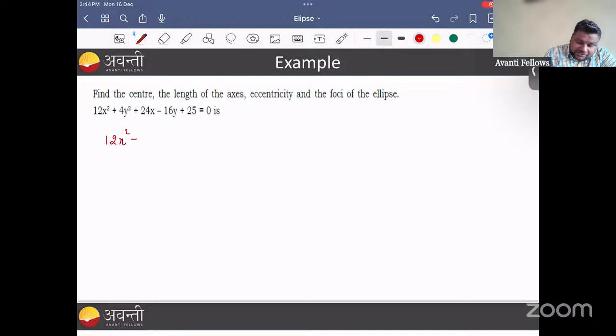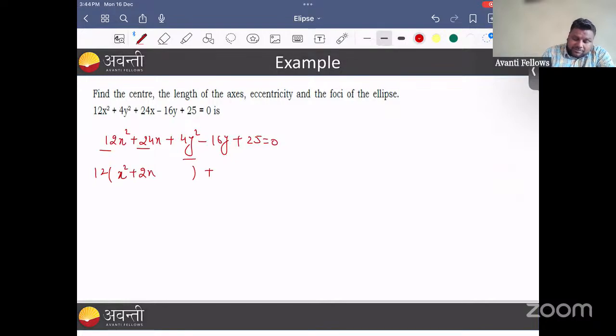So it is 12x square plus 24x plus 4y square minus 16y plus 25 equals 0. Now from this and this take 12 common. You get x square plus 2x. From this and this take 4 common. It is y square plus 4y, and plus 25 equals 0. Yes or no? Now here I add 1, subtract 1. Here in this bracket, I add 4, subtract 4.